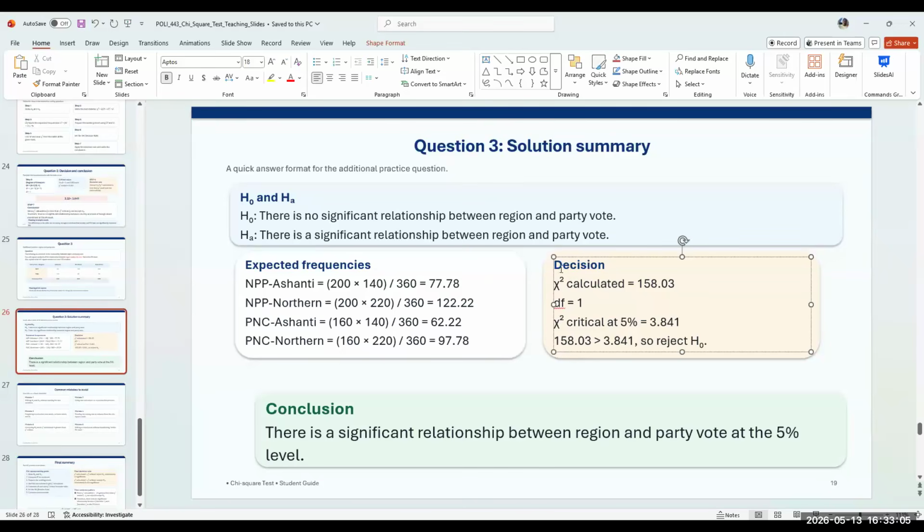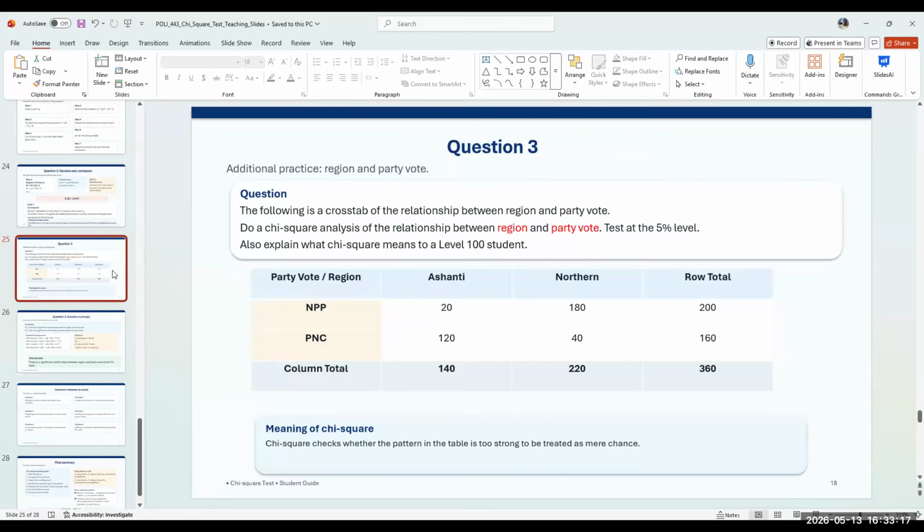You come and find your step 5. You come and do your degree of freedom. Step 6, decision rule. Step 7, you do your conclusion at 5%. So you can take this particular question, then at your own time you can solve them very well and then see what it is. Those who want questions to solve, you can try your hands on this particular question.